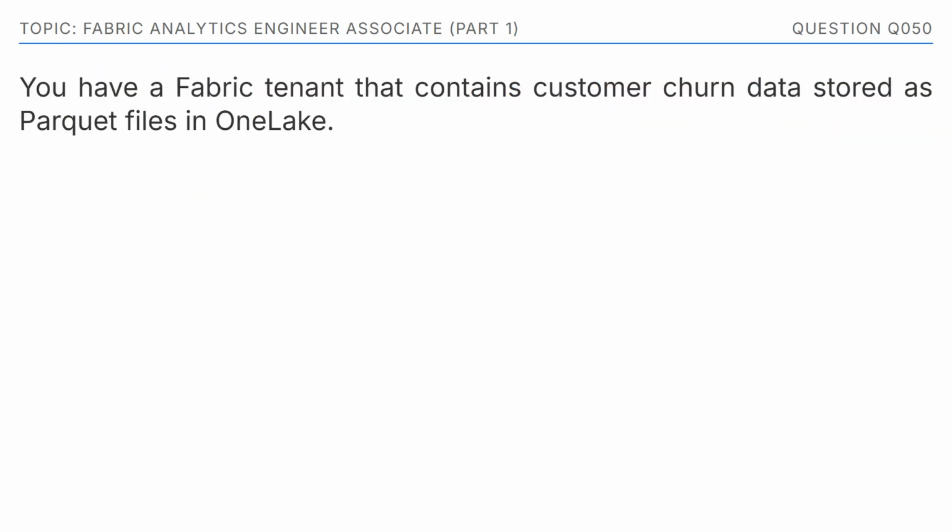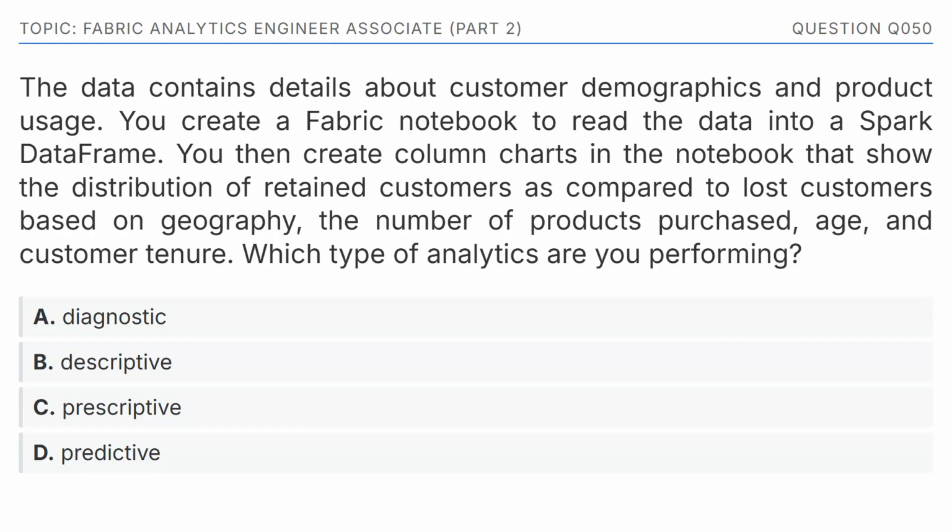You have a Fabric tenant that contains customer churn data stored as Parquet files in OneLake. The data contains details about customer demographics and product usage. You create a Fabric notebook to read the data into a Spark data frame. You then create column charts in the notebook that show the distribution of retained customers as compared to lost customers based on geography, the number of products purchased, age, and customer tenure.